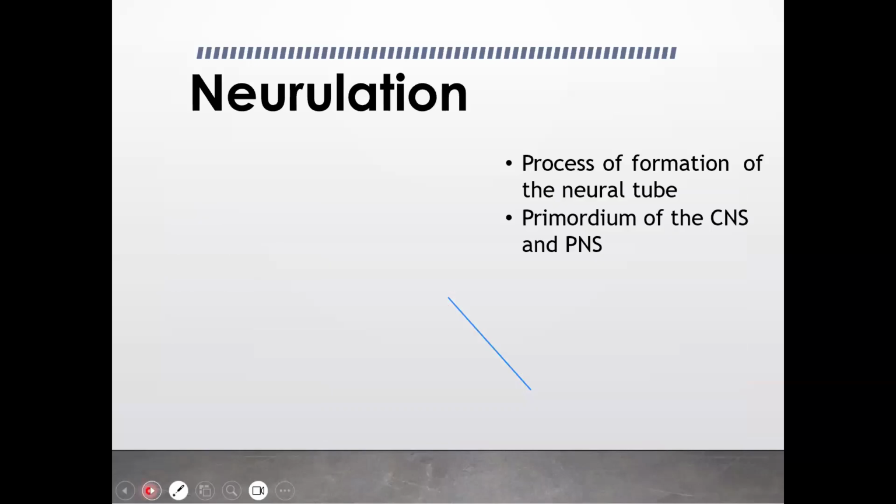Then I would also like us to appreciate and start with the point of what is neurulation. So neurulation is a process of formation of the neurotube. So how do you have the process of formation of the neurotube? You'll have the surface ectoderm, the ectoderm itself, differentiating to form the neuroectoderm. Then the neuroectoderm gives you the neurotube.